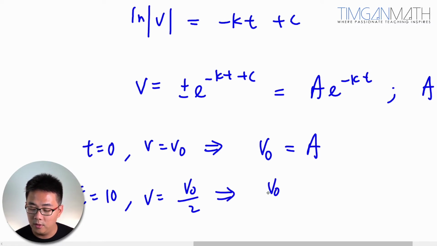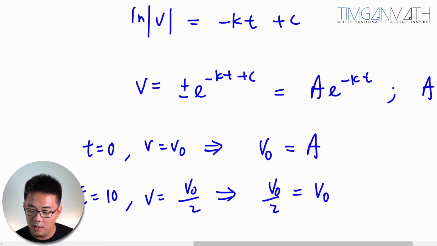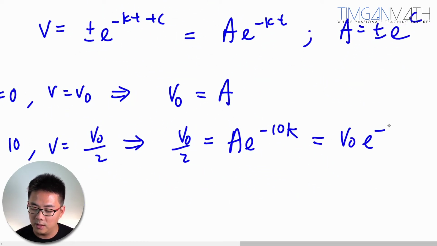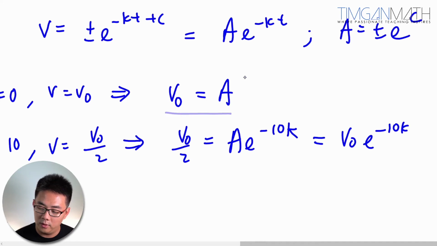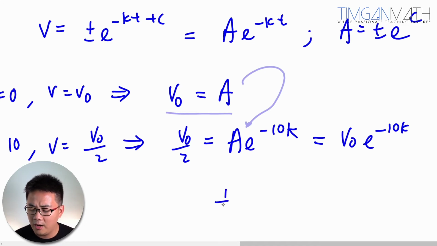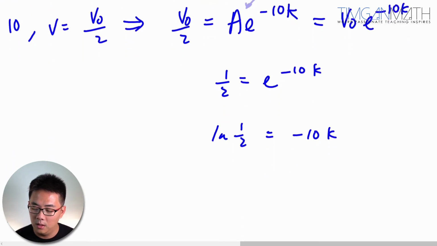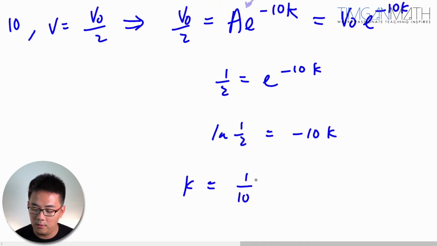So V naught over 2 equals V naught e to the minus 10k, since A is V naught, as we found just now. So we get half equals e to the minus 10k. Then ln half equals minus 10k, so k is 1 over 10 ln half.